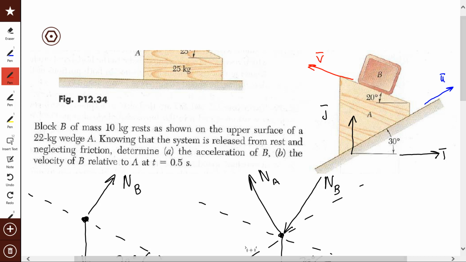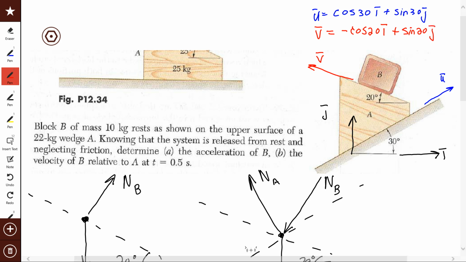So we have a U and we have a V, and I'm going to put the vector U in terms of I and J. So the vector U is going to equal cosine of 30 degrees in the I direction, and the sine of 30 degrees in the J. I can define V in terms of the I and J. So V is going to equal minus cosine of 20 I and positive sine of 20 J.